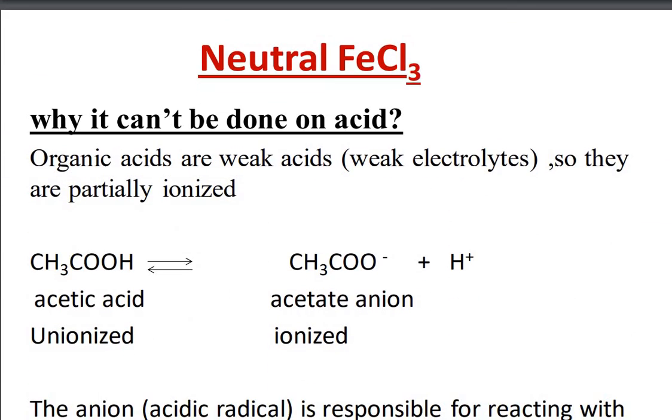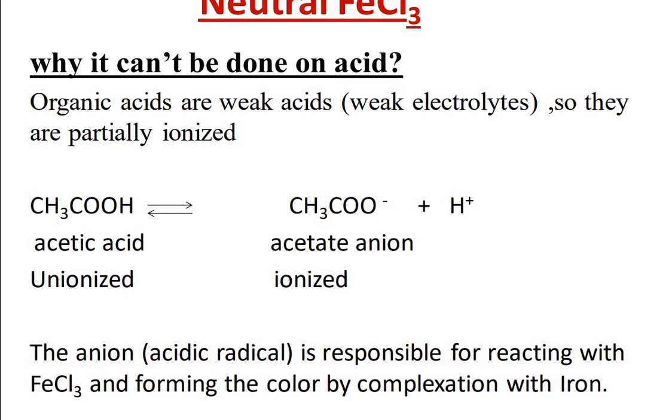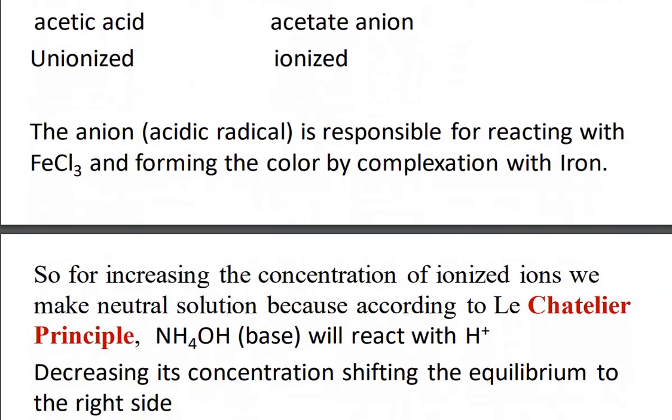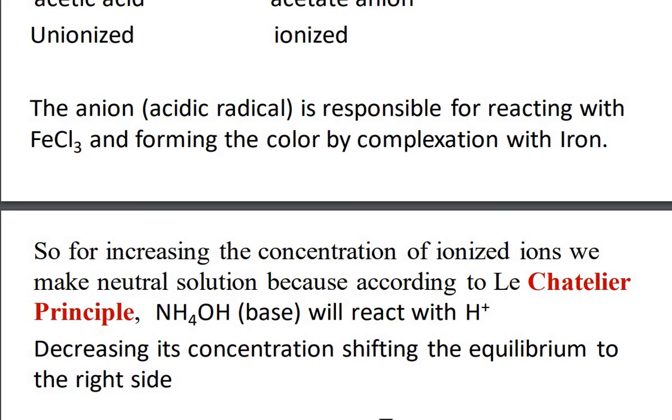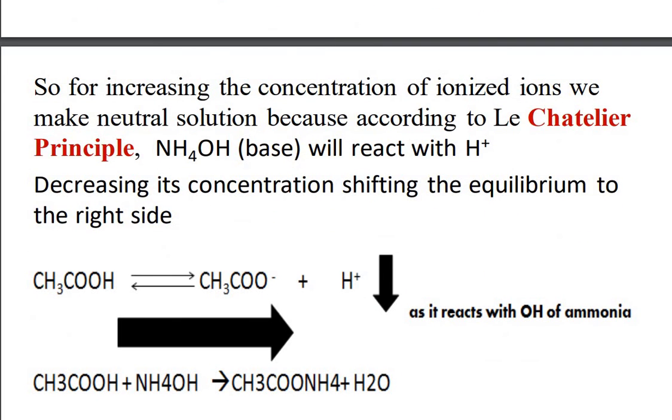Now, neutral ferric chloride. Why can it not be done on acid? Organic acids are weak acids, weak electrolytes, so they are partially ionized. You can see the acetate ion ionized. The anion, the acidic radical, is responsible for reacting with the ferric chloride and forming the color by complexation with iron. So to increase the concentration of ionized ions, we make neutral solutions because, according to Le Chatelier's principle, ammonium hydroxide base will react with the H+, decreasing its concentration and shifting the equilibrium to the right side.